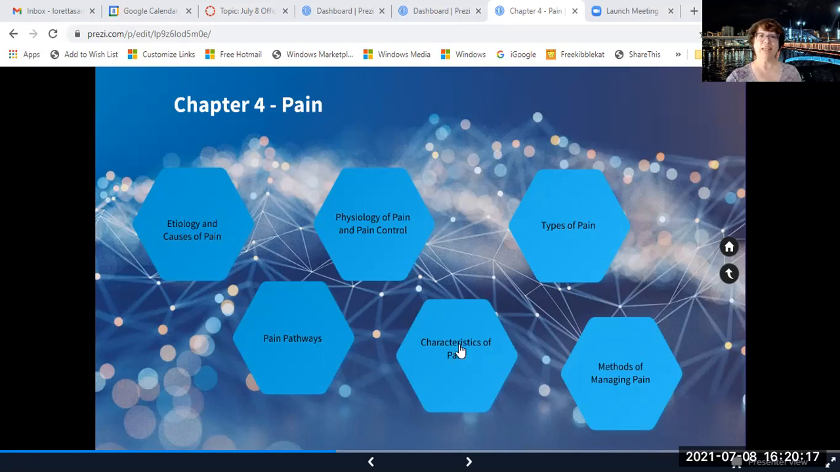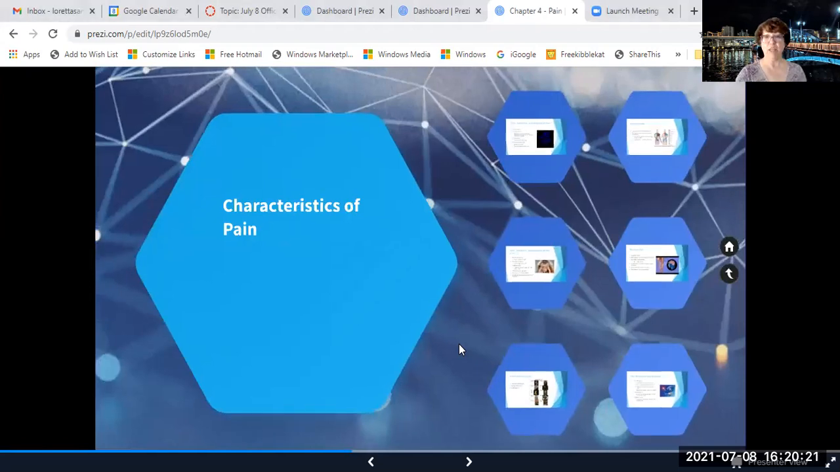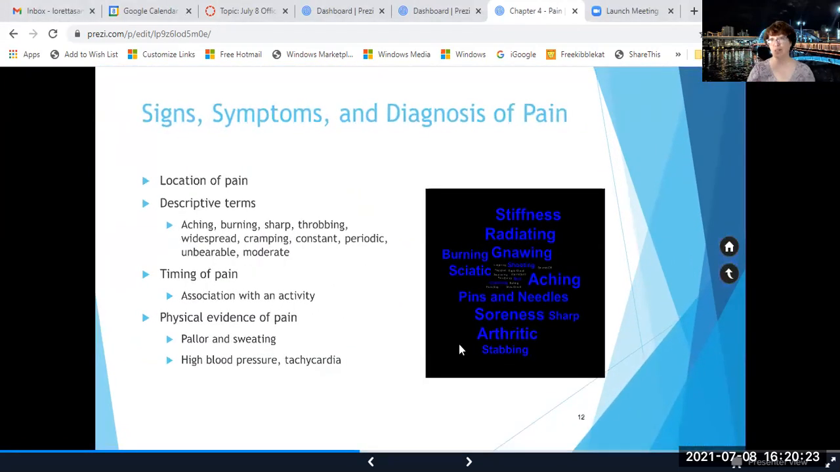Now we're going to talk about the characteristics of pain, or the signs and symptoms of pain. So in the first chapter, we talked about signs and symptoms. Signs are things you can measure or observe. Symptoms are things that the patient is going to report. And so pain has both signs and symptoms.